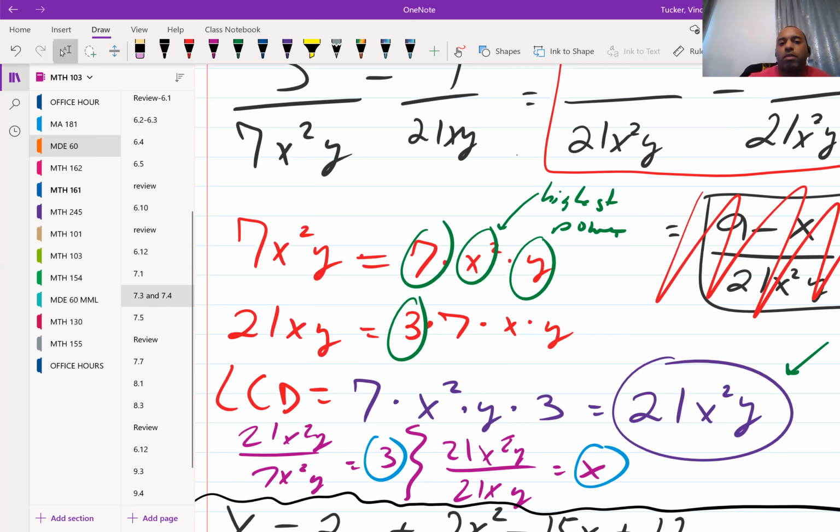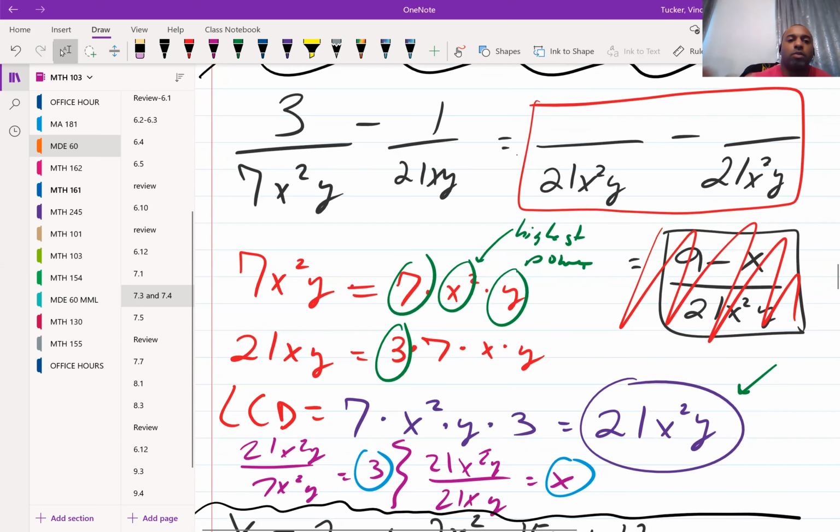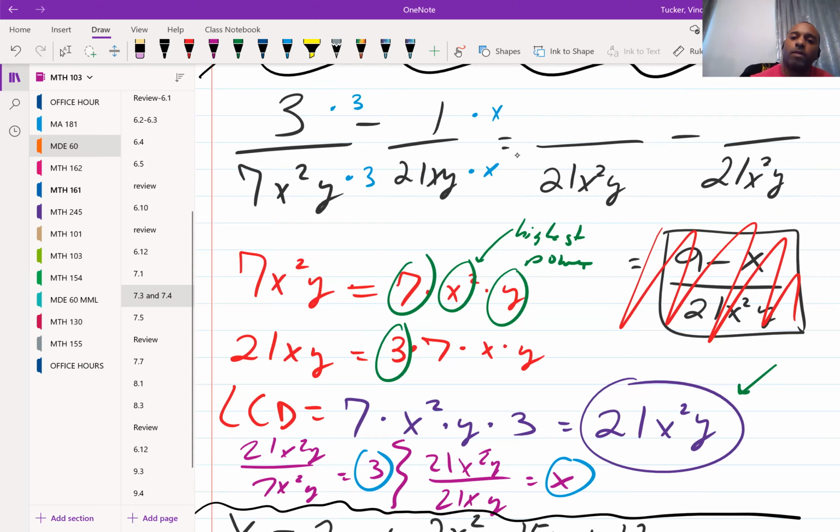All right, questions before we go back to the problem? All right, so that means I'm going to multiply top and bottom here by 3. I was trying to stay color coded. Here I'm going to multiply top and bottom by x. So 3 times 3 is 9. 1 times x is x. And then 9 minus x is just 9 minus x. Nothing you can do with that. So that is your answer.